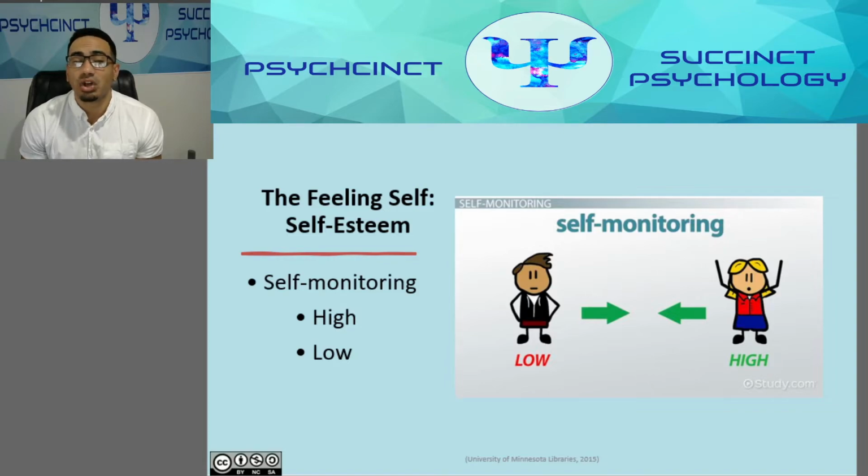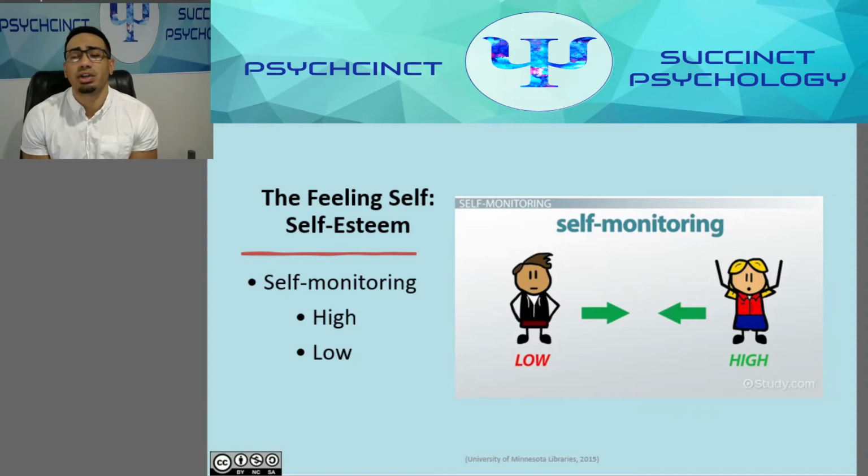High self-monitors are particularly good at reading the emotions of others, and therefore they're better at fitting into social situations. High self-monitors agree with statements such as, "In different situations and with different people, I often act like very different persons. And I guess I put on a show to impress or entertain people."